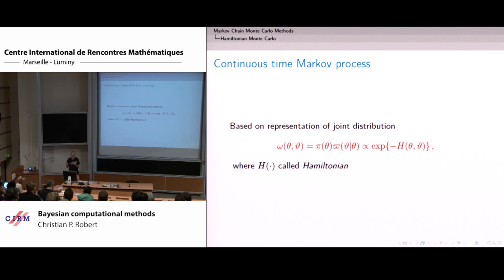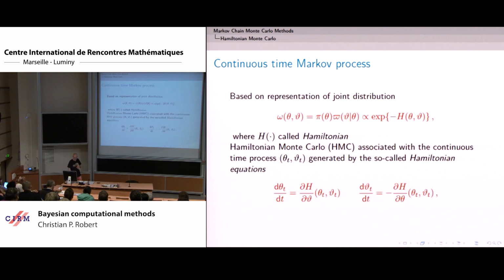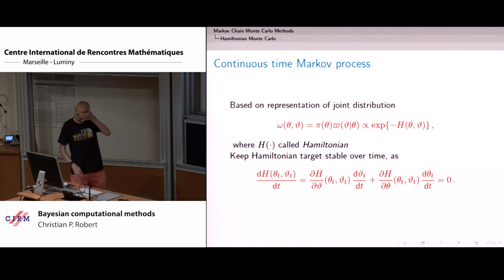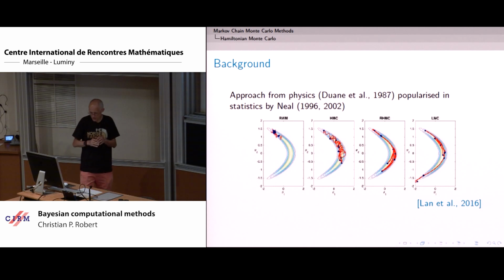And what's called the Hamiltonian is just the logarithm of this joint, or minus the logarithm of this joint. And the way to simulate from this joint is to start with a time process that evolves according to a system of differential equations, where theta t is driven by the derivative in curly theta, while curly theta is driven by the inverse derivative in theta. And this works because the Hamiltonian is constant over time if you follow this differential equation. So we are not changing H along time. That's an issue, of course, that I will mention in a minute.